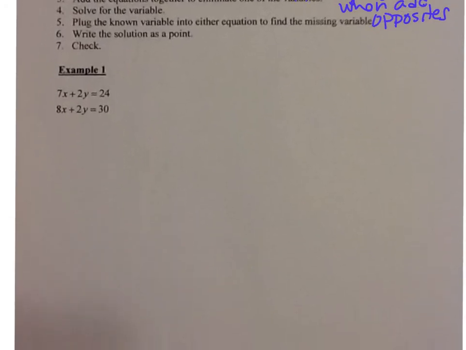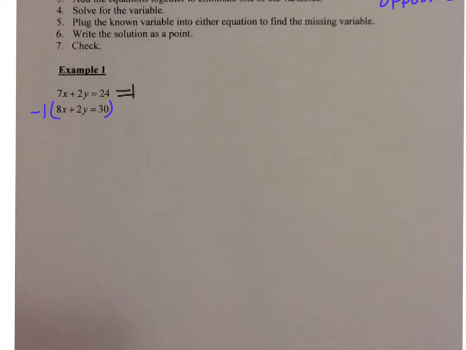Okay, so let's take a look at number 1. So I have 7x plus 2y equals 24 and 8x plus 2y equals 30. So I have my x's lined up, my y's lined up, and my constant number lined up. So I notice here I have a positive 2y and a positive 2y. So they are the same number, but they're not opposites. So what I would like to do is multiply one of those equations by negative 1, so it becomes an opposite. So I'm going to multiply the bottom equation by negative 1.